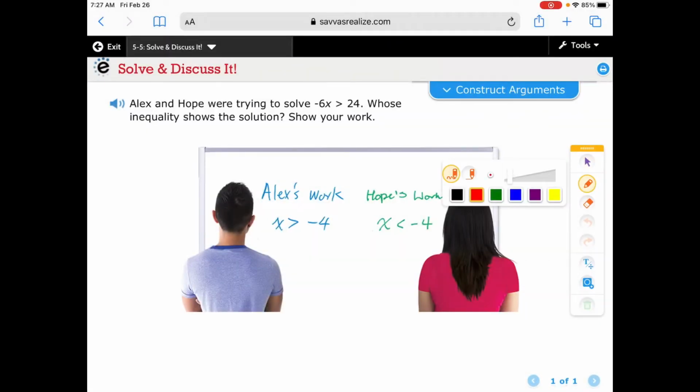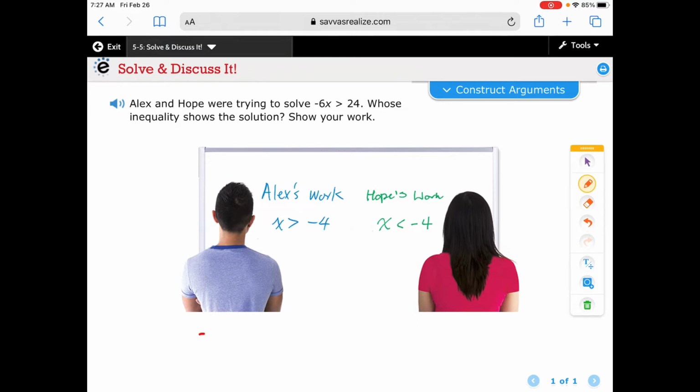Alright everyone, let's turn to page 289 to solve and discuss it. It says Alex and Hope were trying to solve negative 6x is greater than 24. Whose inequality shows the solution? So we have Alex's here in blue and Hope's in red. They both decide that it's going to be negative 4. They're going to divide to solve.